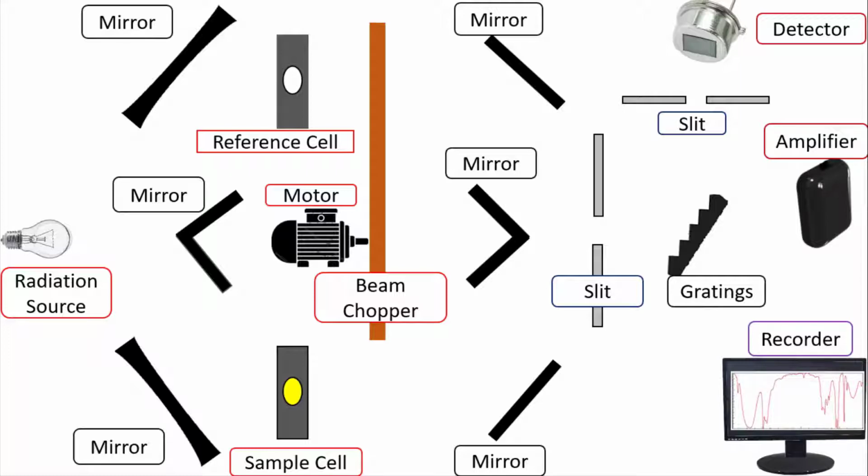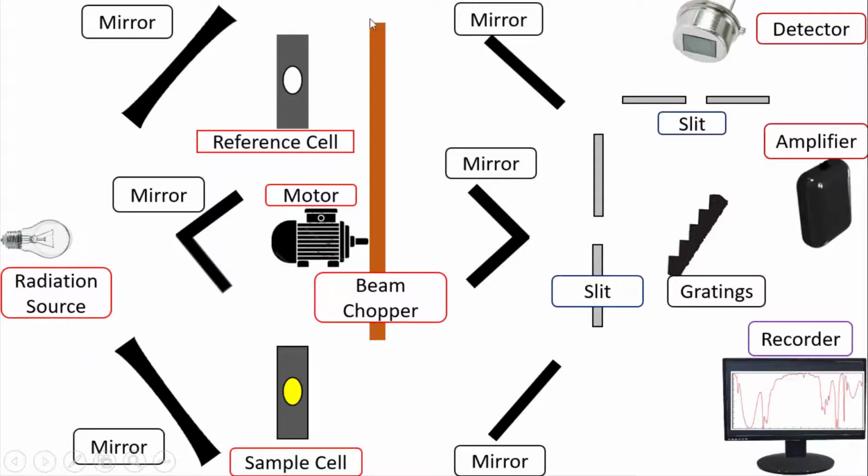Now what is the function of all these components? In brief, the radiation source will give IR radiation, and the mirrors will divide and direct the IR radiation. First of all, the IR radiation coming from the radiation source will be divided into two equal parts, two beams of IR radiation with equal intensity. One will pass through the reference cell, and the other one will pass through the sample cell.